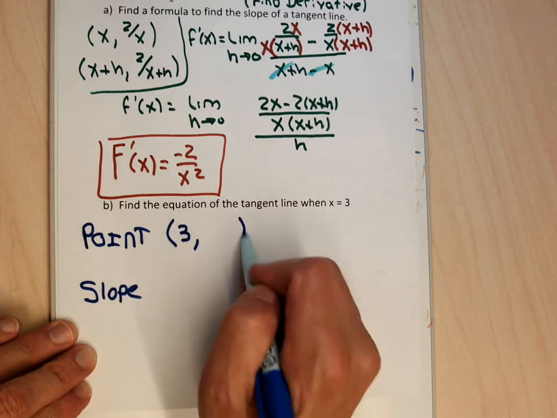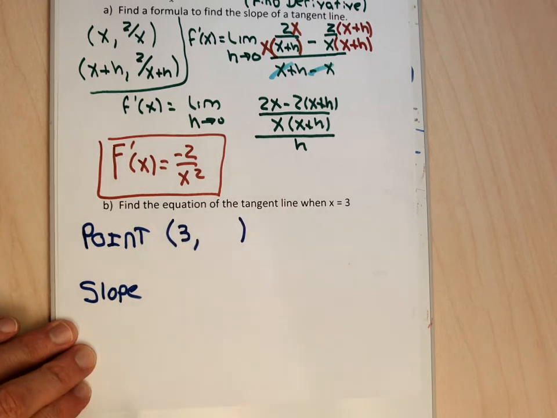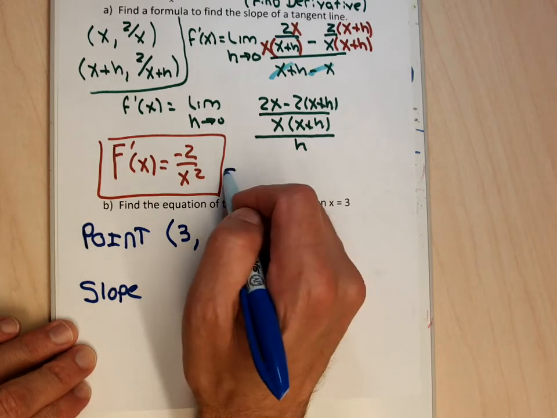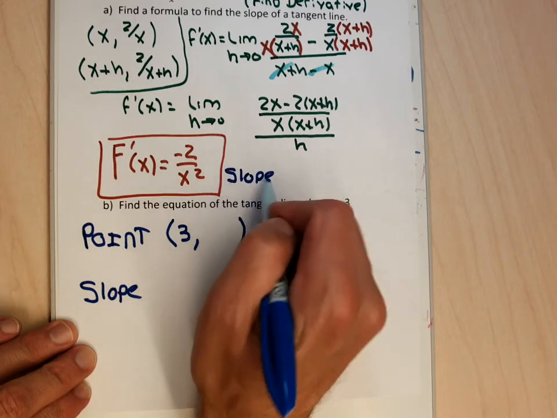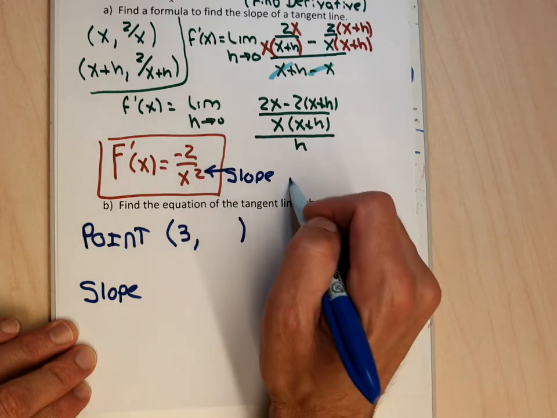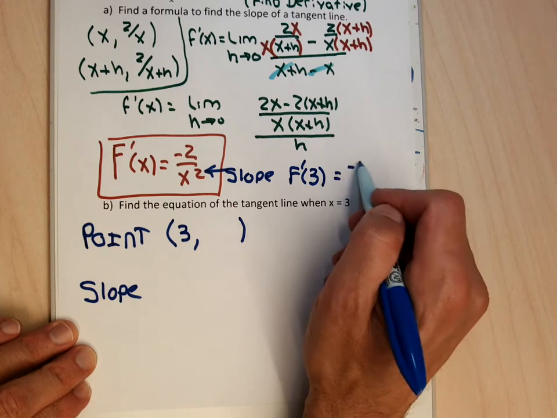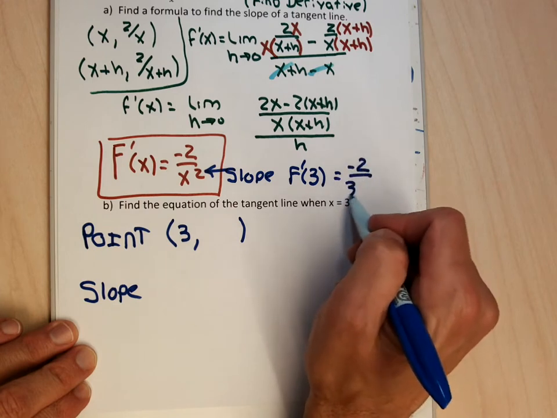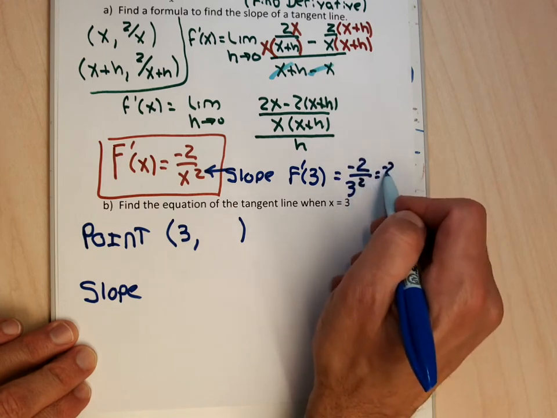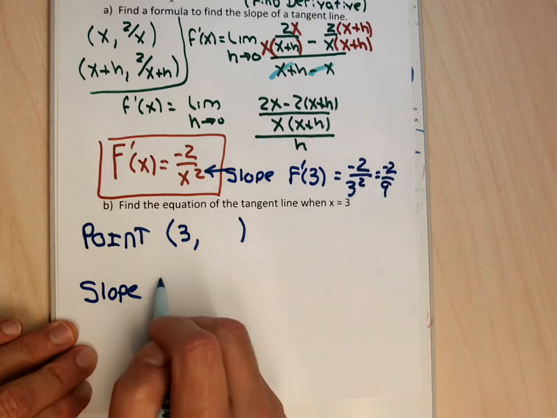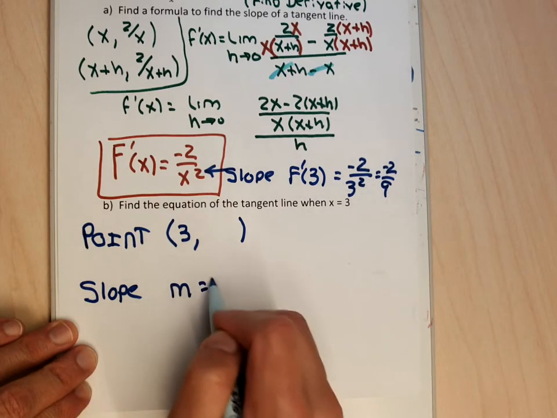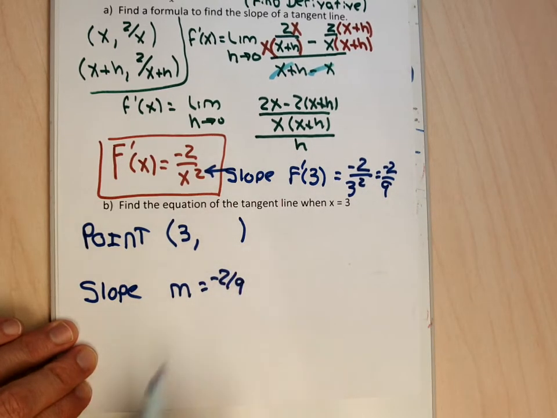I need to get 2 bits of information. I need to get the slope, and slopes you get by using the derivative. So I'm going to find the slope by using the derivative, and I'm going to plug 3 in for x. I'm going to go f prime of 3 as negative 2 over 3 squared. That's going to be negative 2 over 9. So the slope I'm going to use is m equal to negative 2/9.